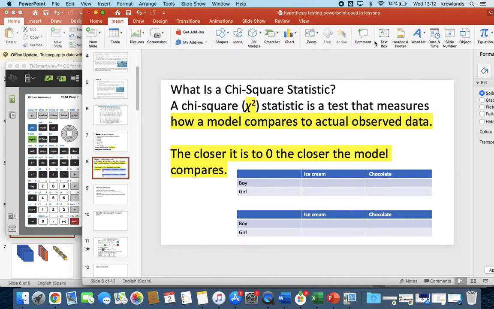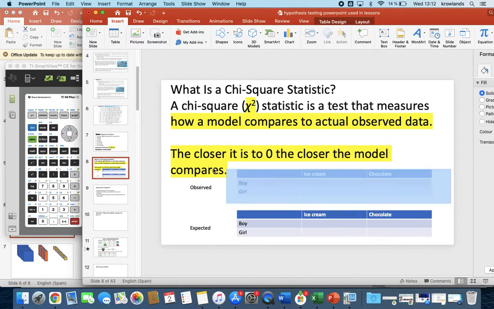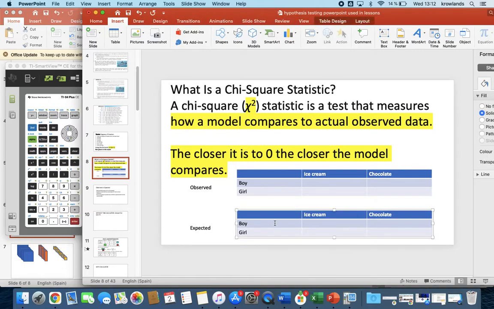Be given to you in the question. And then we're going to have the expected data, which you need to calculate using your calculator. This is quite an easy step, and we will go through it step by step. The observed is what is given in the actual experiment, whereas the expected would be what would be expected if this was a normal distribution.